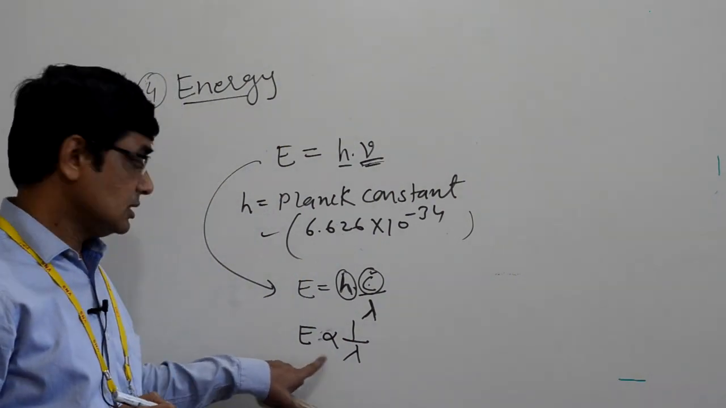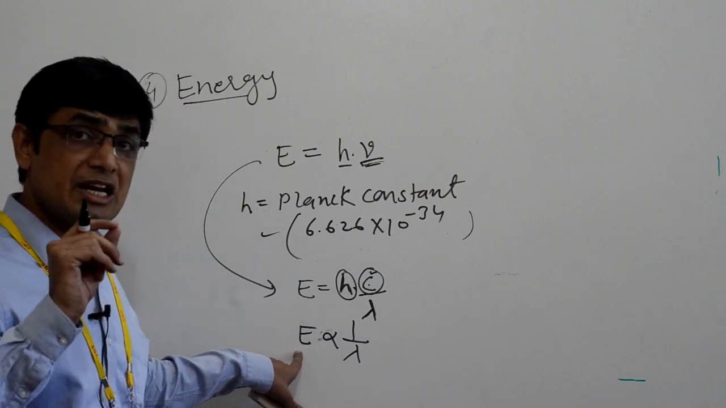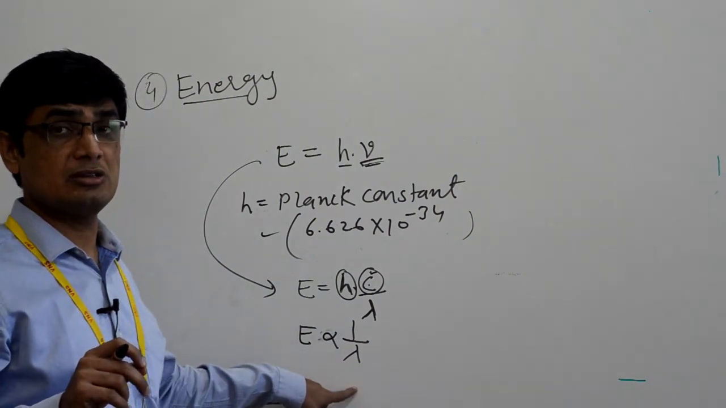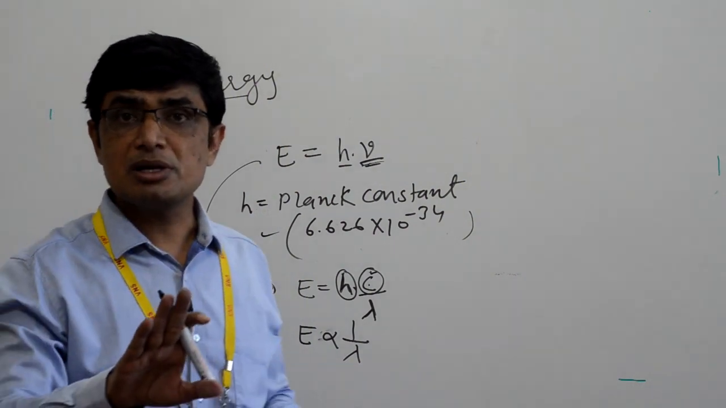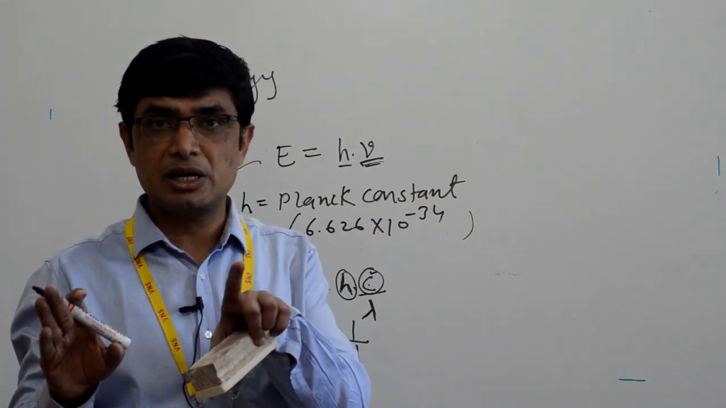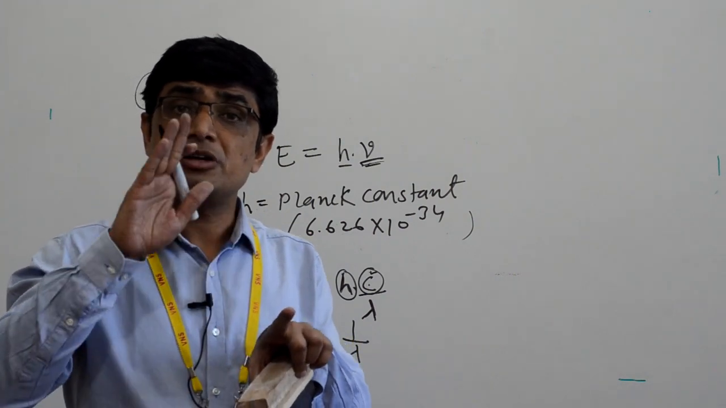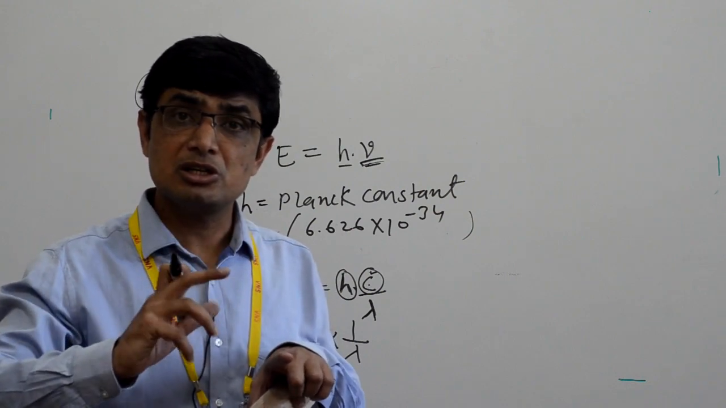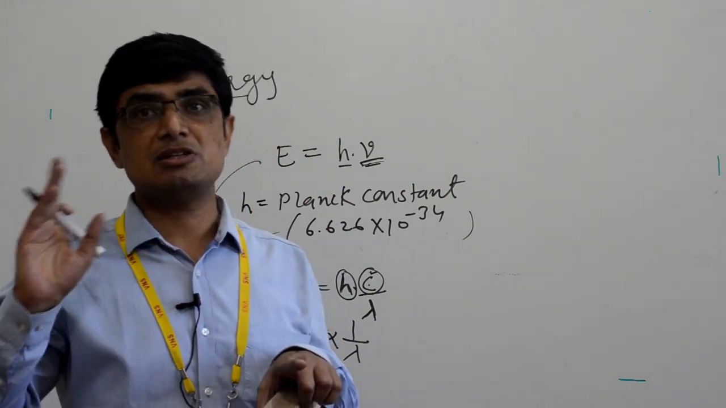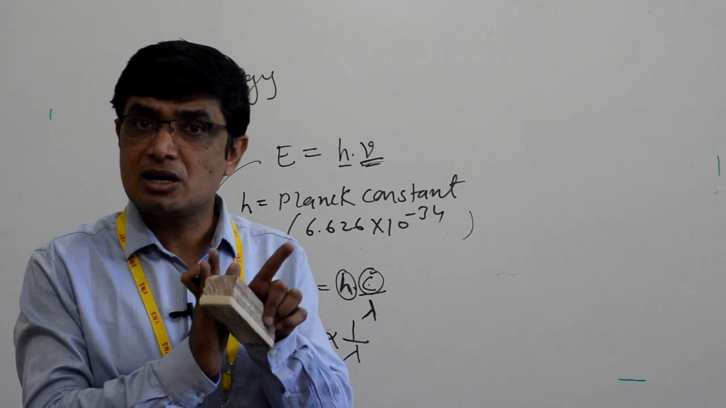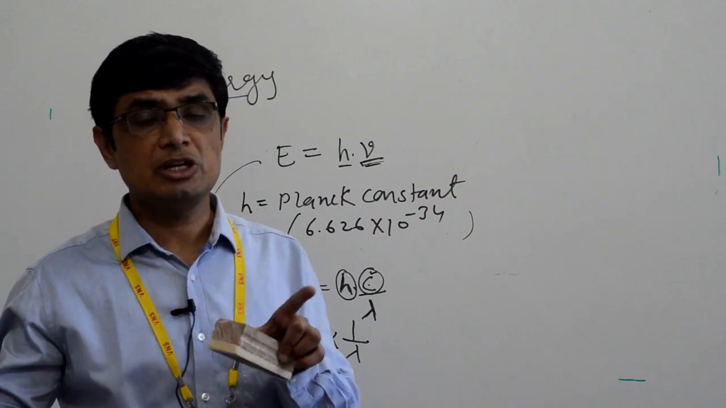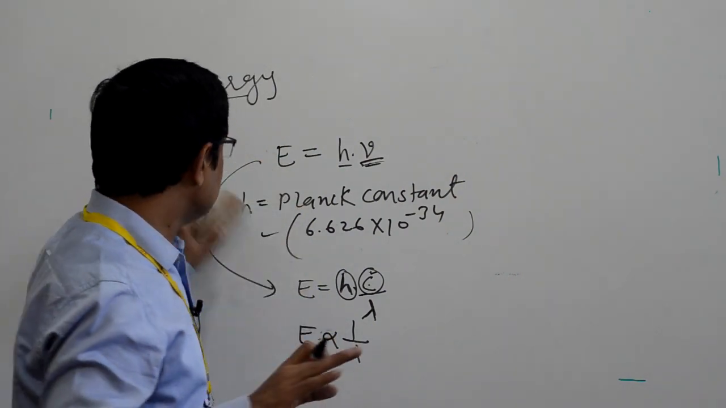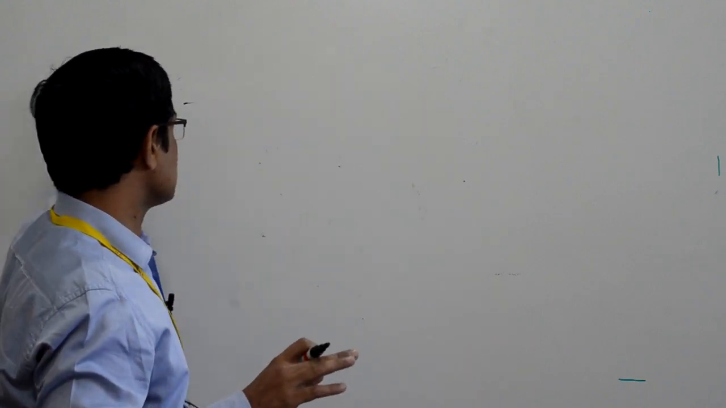Again we can see that the energy of light and the wavelength of light are inversely proportional to each other. The wavelength of visible light is higher compared to UV light. It means the energy of visible light will be less compared to UV light, because wavelength and energy are inversely proportional. If the wavelength is high, energy will be less. So we have studied the terminology that is used in spectroscopy.